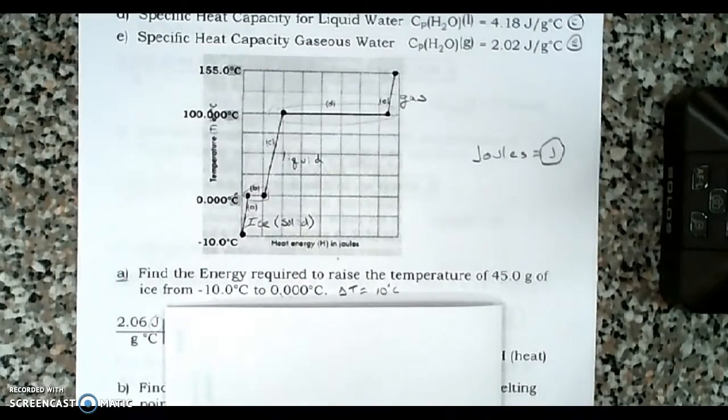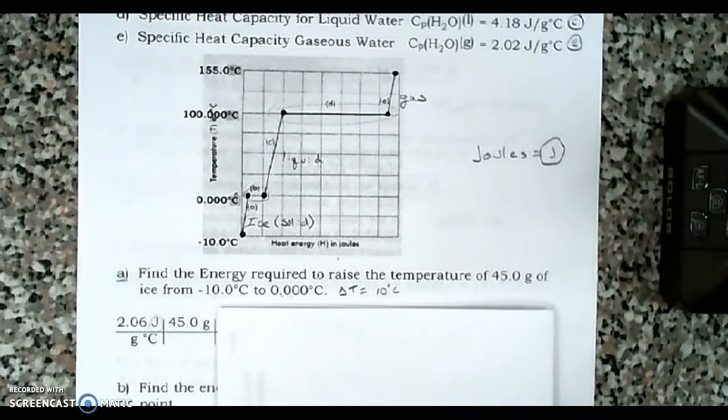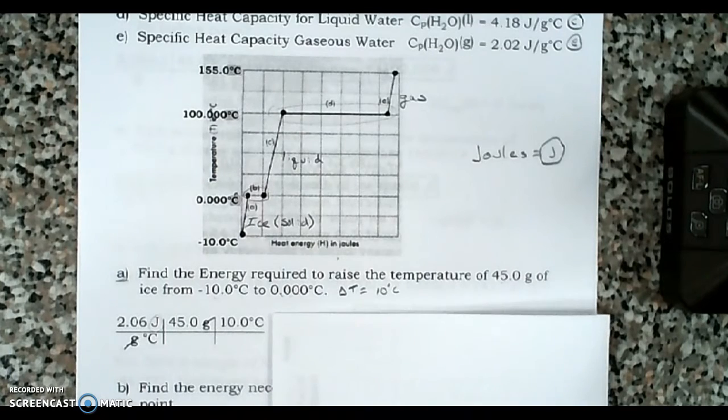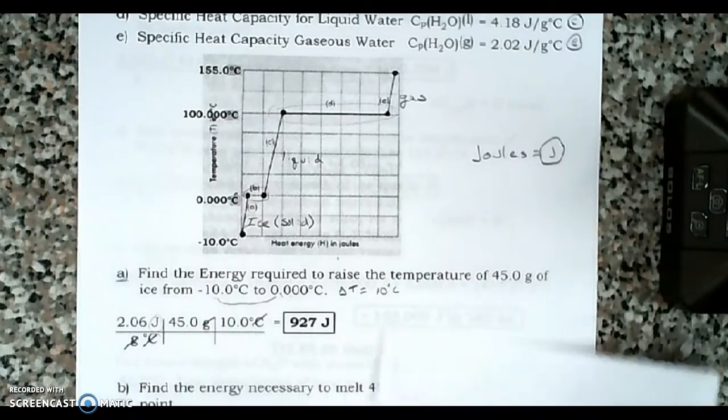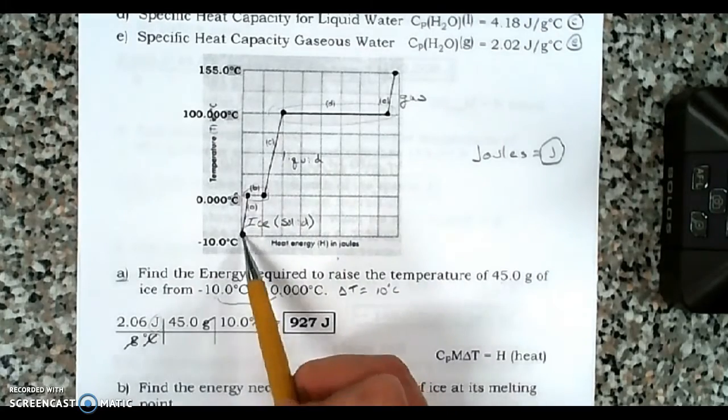That's the change. So watch the setup now. I start with the mass, which is 45 grams, and notice that the grams cancel out. And then I do the next, which is the 10 degrees C. The 10 degrees C comes from this change from negative 10 to 0. It is delta T, the change in temperature. If you go across and multiply this whole thing out, you get this answer of 927 joules. This is just for part A, just from this segment here to there.